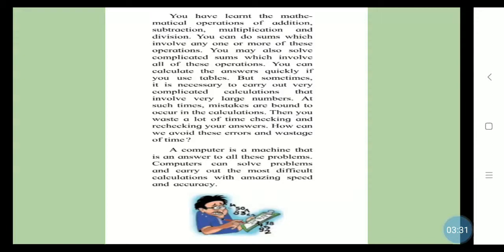Computers can solve problems and carry out the most difficult calculations with amazing speed and accuracy. Now when we try to add and subtract or multiply and divide, we take a lot of time. But this computer, this machine, carries out all these difficult calculations at an amazing speed and with accuracy. That means quickly and correctly, without mistakes.